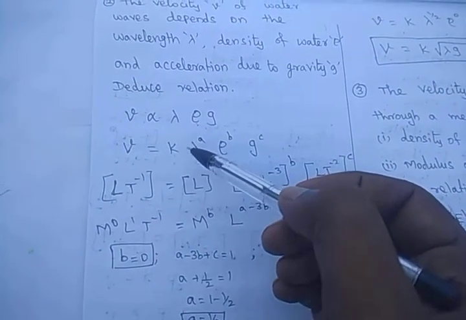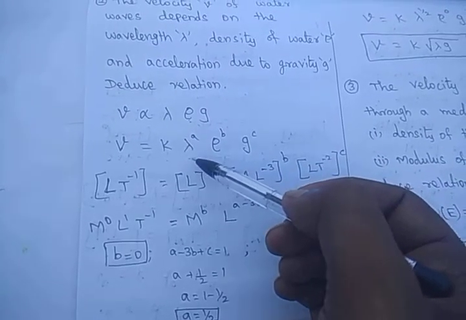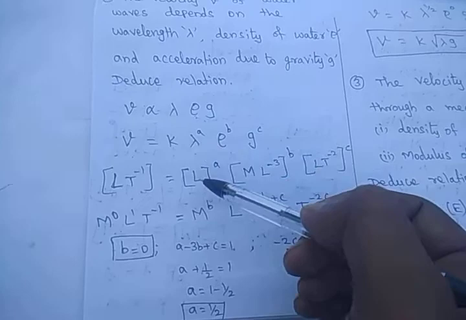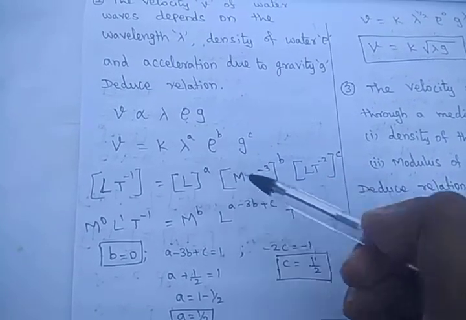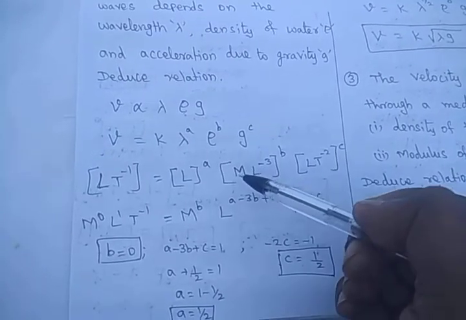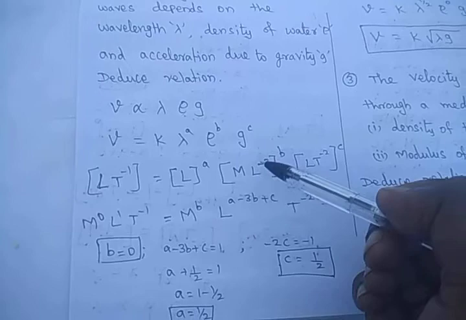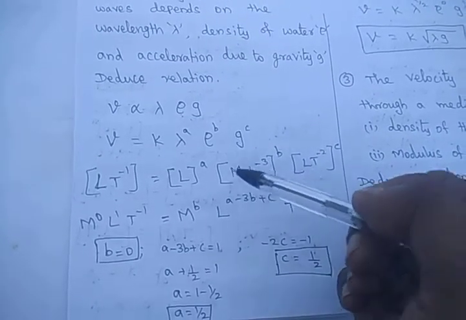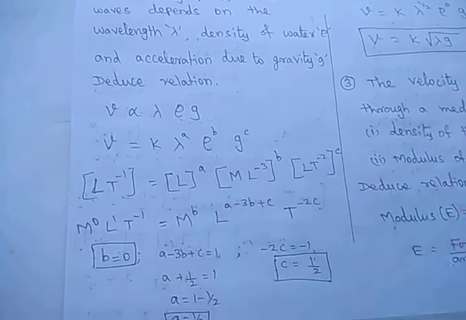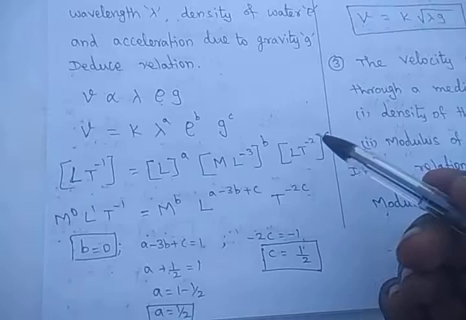So lambda means wavelength. What is the definition of wavelength? Length of one wave is called the wavelength, so it has length dimension: L power a. Density, what is the definition of density? Mass by volume. So mass is there, volume is L cube, so L cube will become the numerator: M L power minus 3, whole power b. And g is acceleration due to gravity, it is L T power minus 2, whole power c.